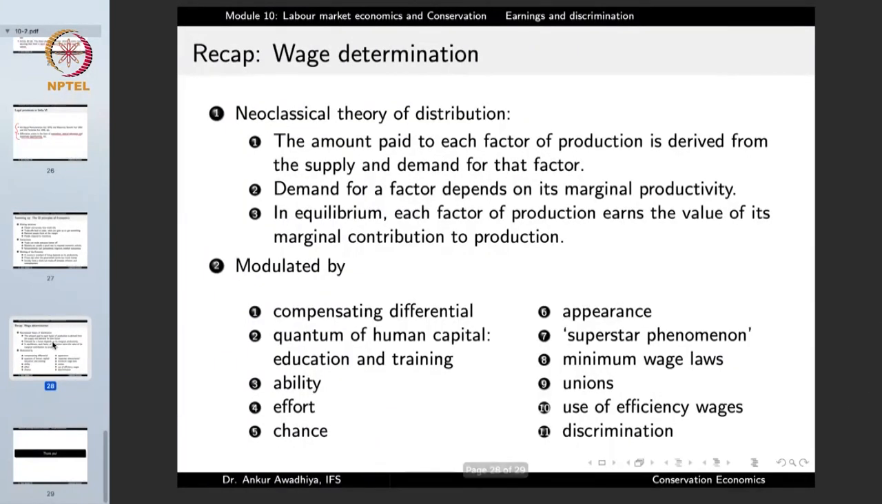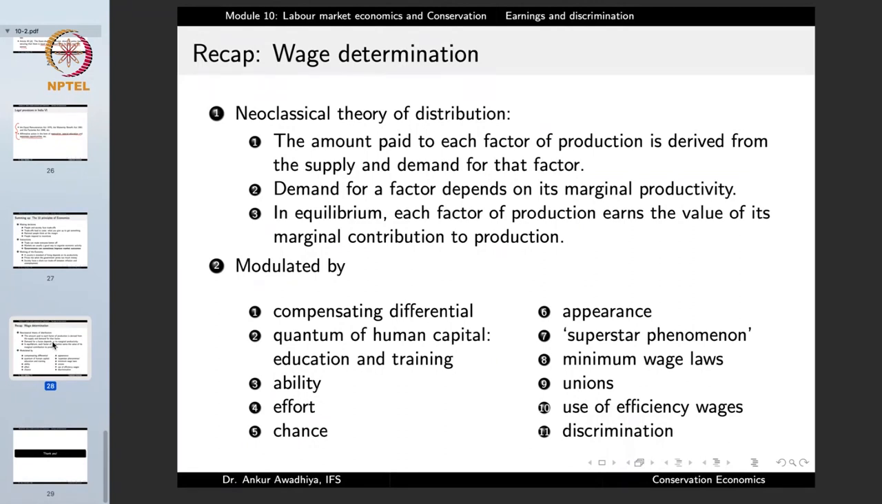And so to sum up, when we talk about wage determination, the neoclassical theory of distribution says that the amount paid to each factor of production is derived from the demand and supply for that factor. The demand for a factor depends on its marginal productivity, and in equilibrium, each factor of production earns the value of its marginal contribution to production. So this is what the neoclassical theory of distribution says.